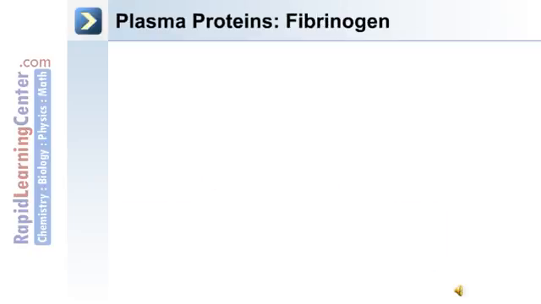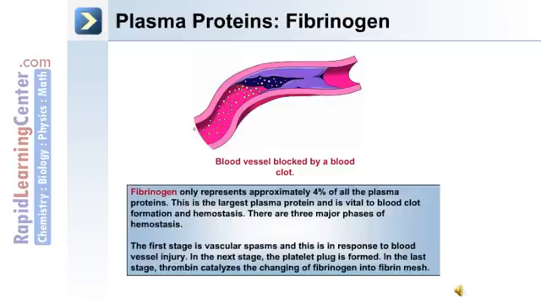The third major class of plasma protein is fibrinogen. Fibrinogen only represents approximately 4% of all the plasma proteins. It's the largest plasma protein and it's vital to blood clotting. There are three major phases of hemostasis. The first is a vascular spasm, and this is in response to blood vessel injury. In the next stage, the platelet plug is formed. And in the last stage, thrombin catalyzes the changing of fibrinogen into a fibrin mesh.